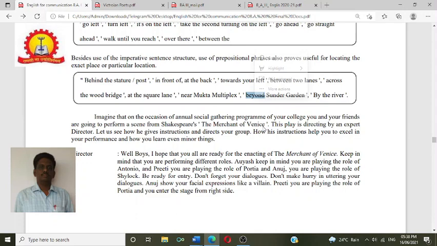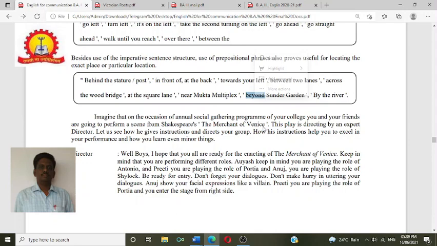So let us continue. Imagine that on the occasion of the annual social gathering program of your college, you and your friends are going to perform a scene from Shakespeare's The Merchant of Venice.